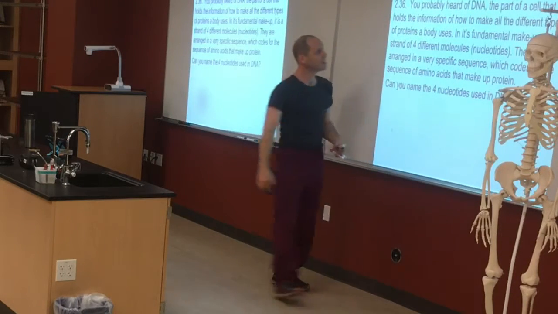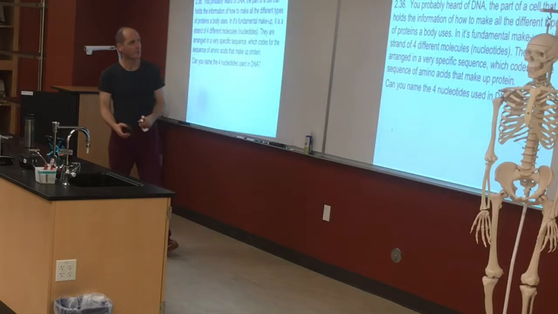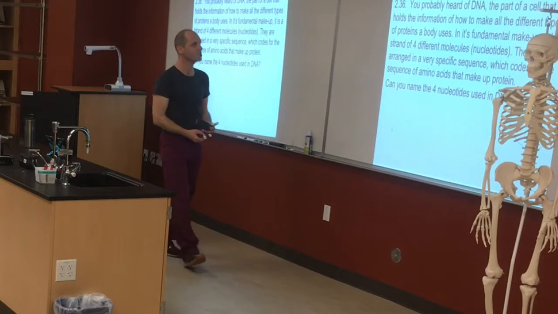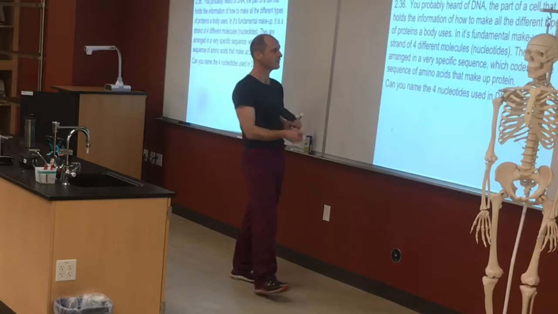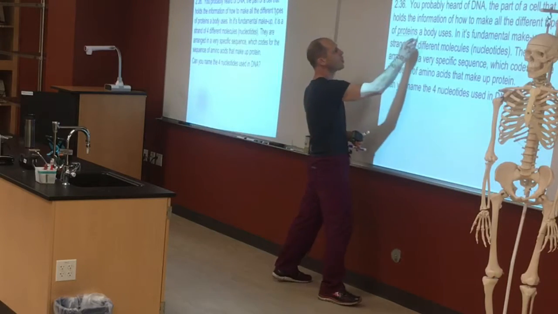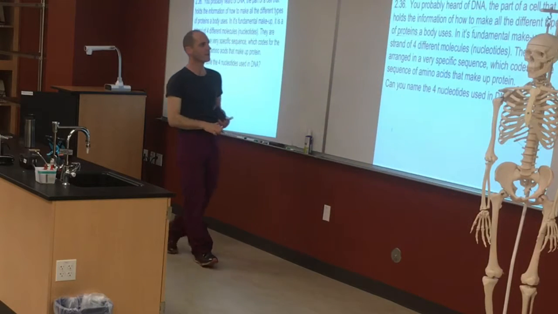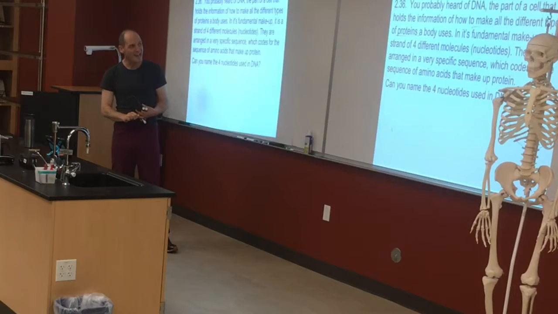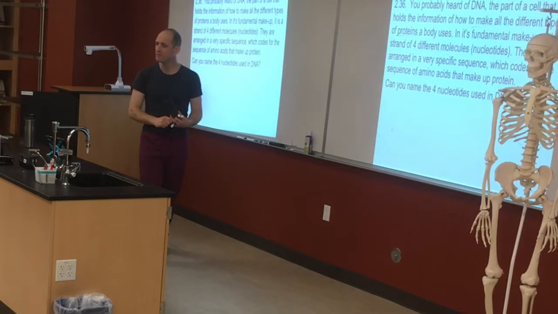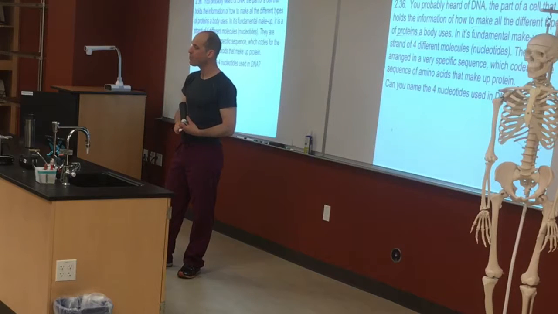Alright, let's go to this DNA thing. You probably heard of that thing. It's part of the cell. It holds information on how to make different types of protein. So it's a protein cookbook. In fundamental makeup, it's a strand of 4 different molecules that repeat themselves. They are arranged in specific sequence, and the sequence of those molecules will code for the sequence of amino acids that makes up the protein. Whoa! You got that?